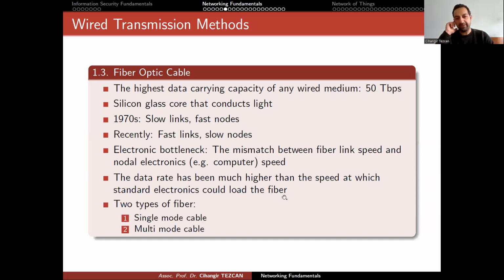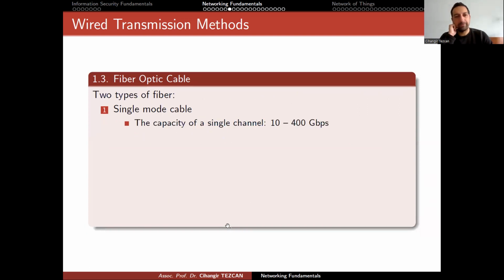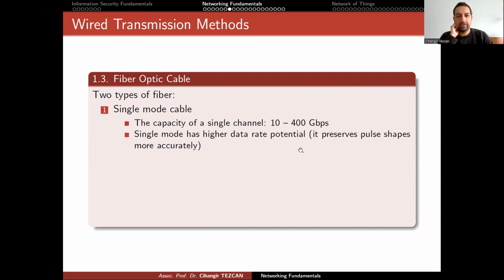There are two types of fiber, single mode cable and multi-mode cable. Let's look at the differences. In the single mode cable, the capacity of a single channel is between 10 to 400 gigabits per second. Single mode has higher data rate potential. It preserves pulse shapes more accurately, and it allows long distances like 80 plus kilometers. This is important because in buildings or in a town, you don't need such long cables, right? But you have to connect every town, every city with each other. So this is why you have to have this kind of cable. It should allow long distances.